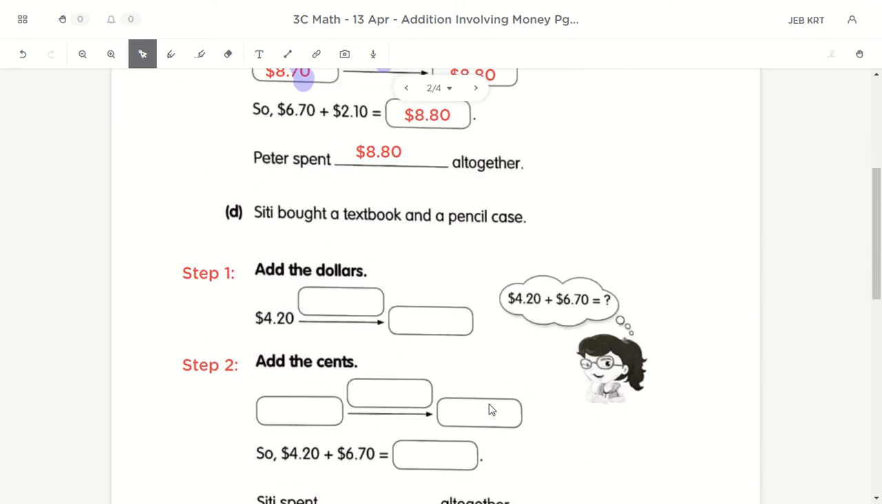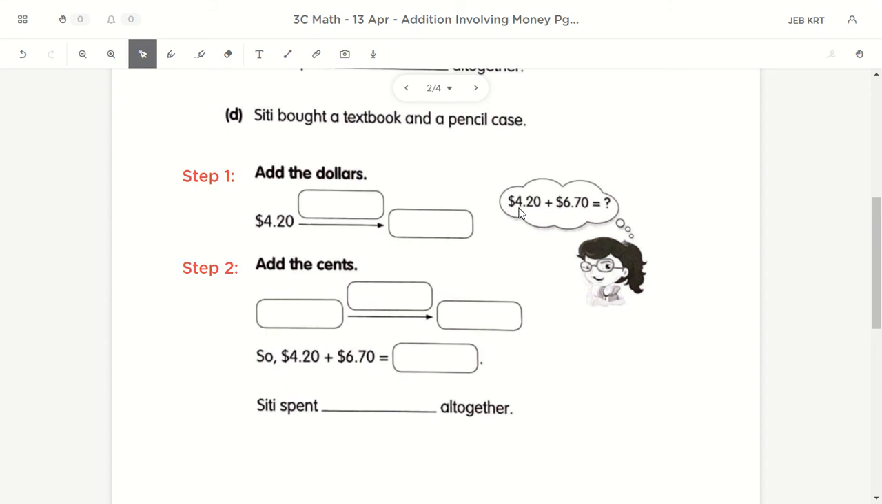Okay, so next one. I have $4.20 plus $6.70. I add the dollars part in first. Add the dollars in, which is this $6 over here. Okay, let me just highlight the 6. So first part, you add $6 first. So all you need to do, dollars add to the dollars part.